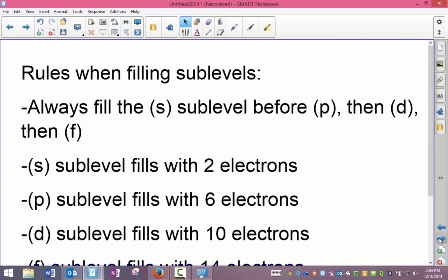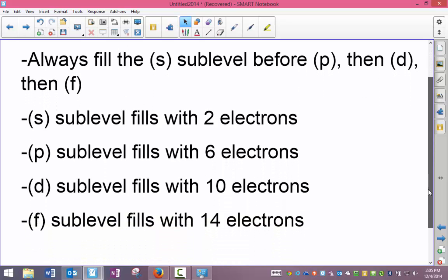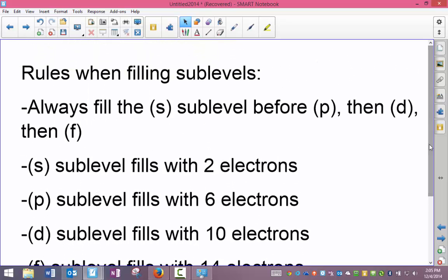Here are some rules when you're filling sublevels. You always want to fill the S sublevel before you fill the P, and then get up to the D and the F. In this class, we're never really going to go into the D and the F, so you just have to remember you want to fill the S sublevel before the P. The S sublevel is going to fill with 2 electrons, while the P sublevel fills with 6, D fills with 10, and F fills with 14. It'll make more sense as we get all the groundwork laid and start doing practice problems.